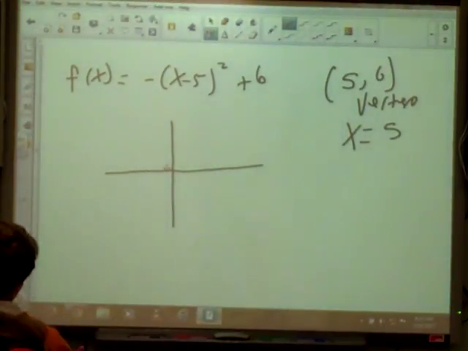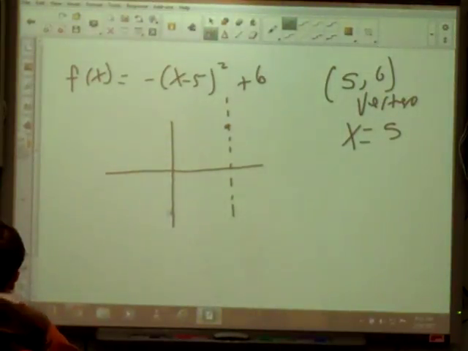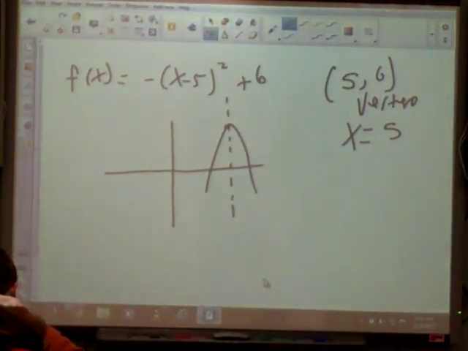So you could get a good idea without even graphing it of just what that would look like. If it's a vertex at 5, 6, you're going to go over 5 and up 6. Its axis of symmetry is going to be through that line. Does this open up or down from there? Down, because it's got a negative out in front of it. So it would look something similar to that.